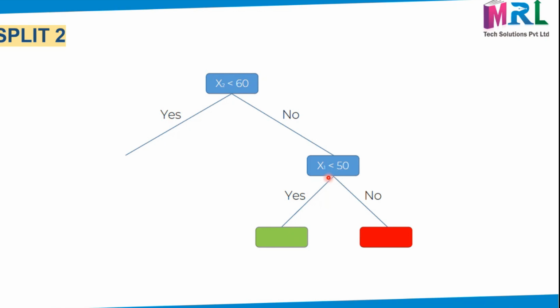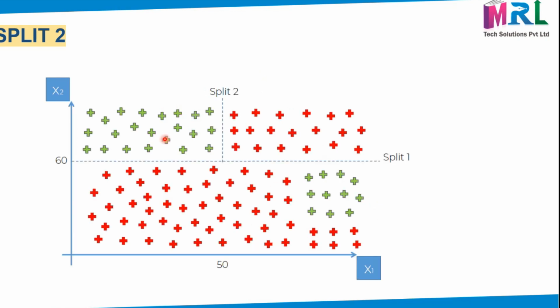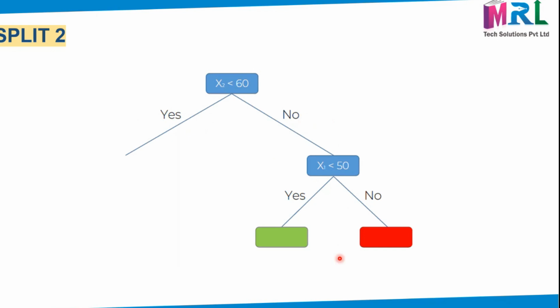And if x1 is greater than 50, it goes to no. And then no more split is needed here because it is all green and it is all red. That's why the split stops here. Okay, so this is the end of this tree. So you can see there are two decisions it is taking, and the depth of the tree is 2.